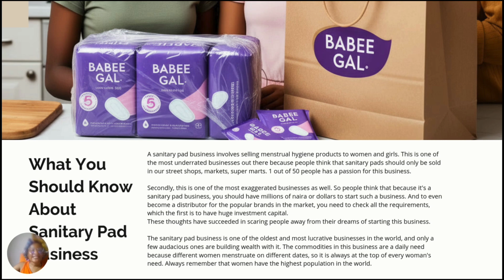Now the sanitary pad business is one of the oldest and most lucrative businesses in the world, and only a few audacious ones are building wealth in it. The commodities in this business are a daily need because different women menstruate on different dates, so it is always at the top of every woman's need. Always remember that women have the highest population in the world. So this one is self-explanatory.